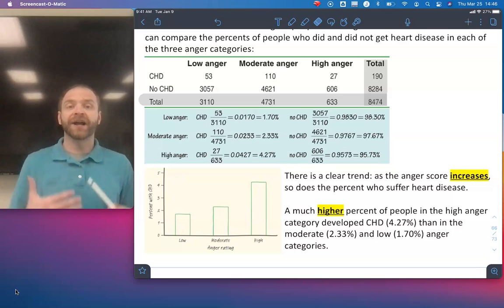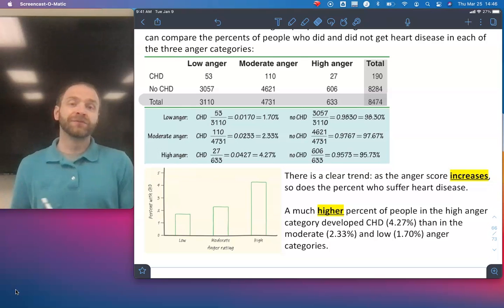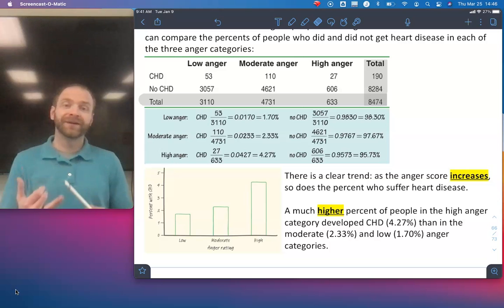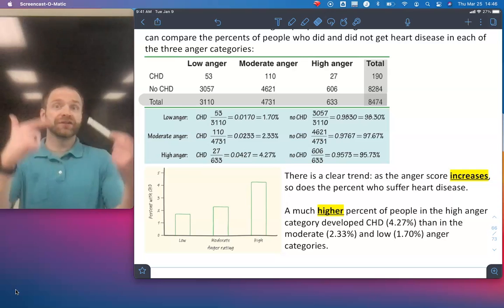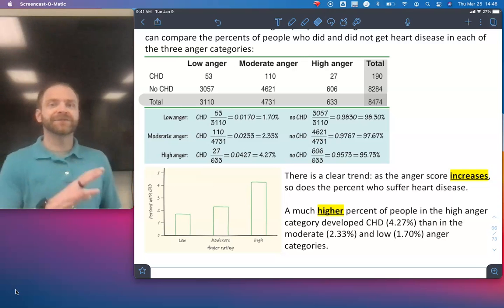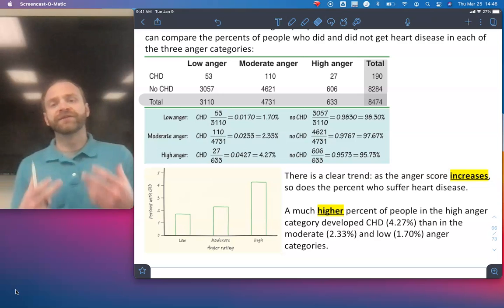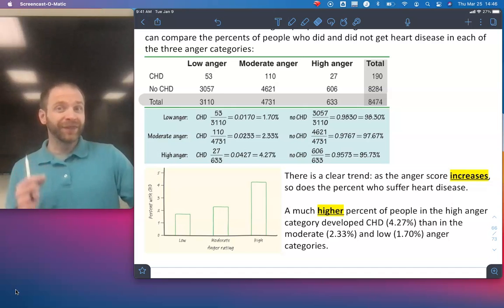Look at the numerical comparisons, 4.27% to the 2.33%. By the way, if I add those together, the 2.33 and the 1.7, the two lower categories, the higher one is actually larger than those two combined. So that's what that last one's saying. It is a much higher percent of people in the high anger category who develop CHD than in the moderate and the low anger category. So we think there's something there.